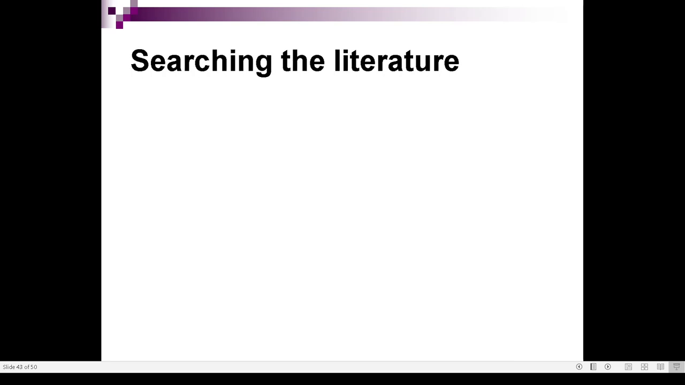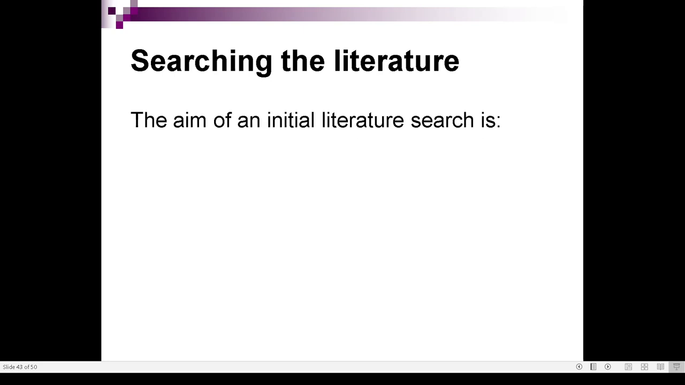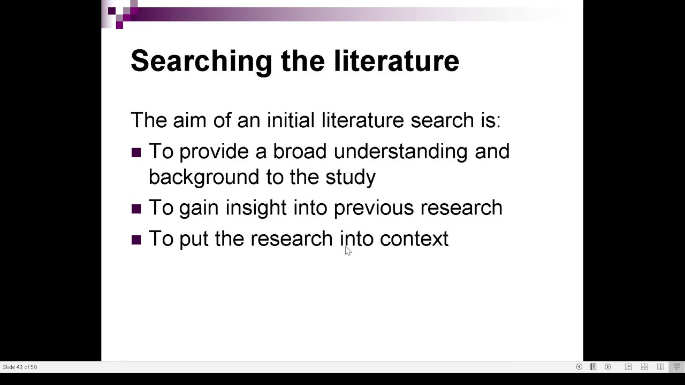Next, searching the literature for your methods and designs, or research methodology. Okay, so what is the purpose of a literature search for your methods? It provides you with a broad understanding and background of the study. Of course, your research may have some other related researches on the internet, in journals, magazines, which may be a source of information that you can use in the context of your research, like the methods used in related studies of your research project.